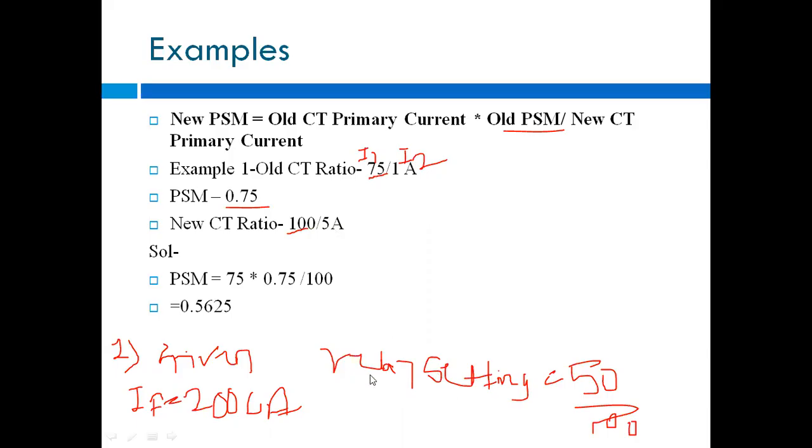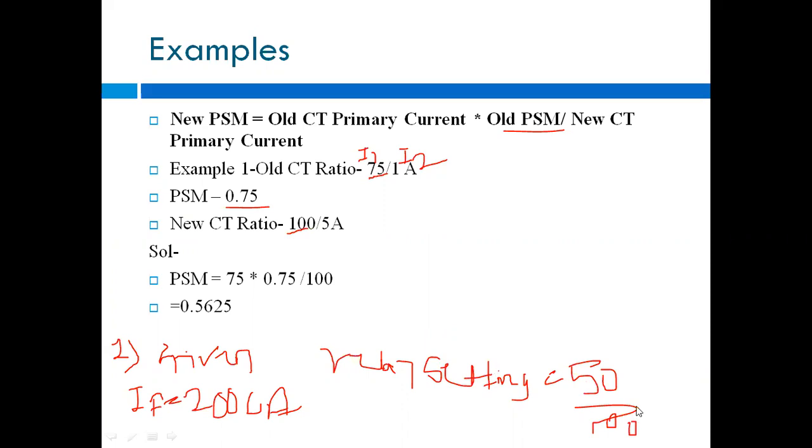Is it possible for you to solve? Plug position is not given here. That's why I'm saying that here you first have to find the relay current setting. What is given here is only the relay setting, that is 50%, or 50 divided by 100.